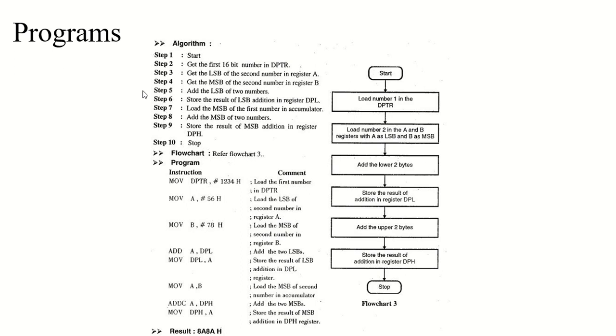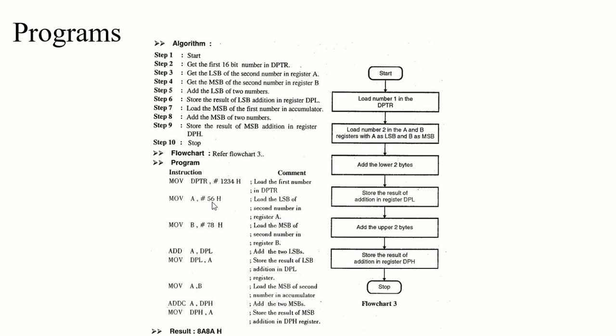Then see what is the second number we have. In the question I told you the second number which we wanted to add with 1234H was 7856H. So the least significant byte of 7856, which means the last two digits 56, you have to move into the accumulator or register A. You will again use the move command with the immediate addressing mode: MOV A, #56H to load the LSB of the second number in register A.